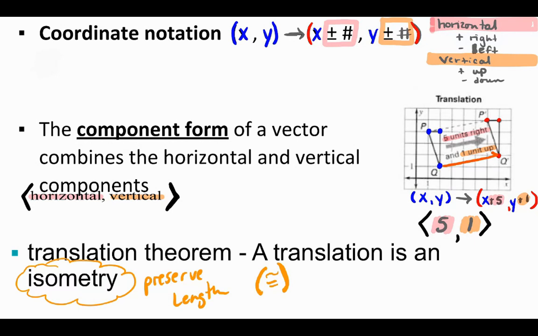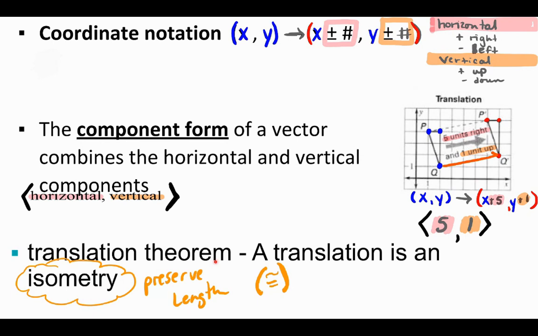So these two notations describe the same translation. One of them tells you the addition or subtraction to alter the point. The component form just tells you the alteration without showing you the calculation.